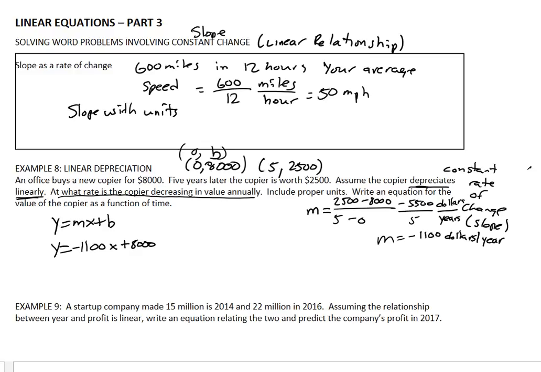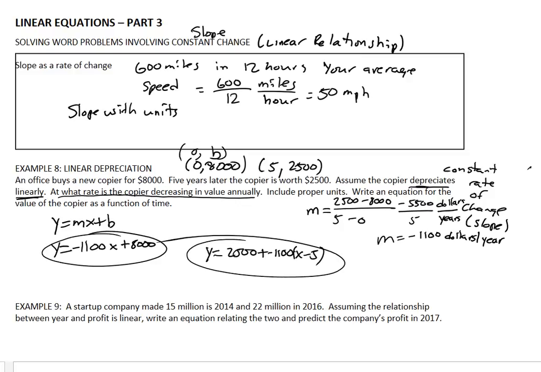You could do point slope form with either point, and that would be fine. You could write y equals 2,500 plus negative 1,100 times x minus 5, and that would be fine. You're going to get the same thing in the long run. The equations are the same. So I would accept either one of these as your equation.